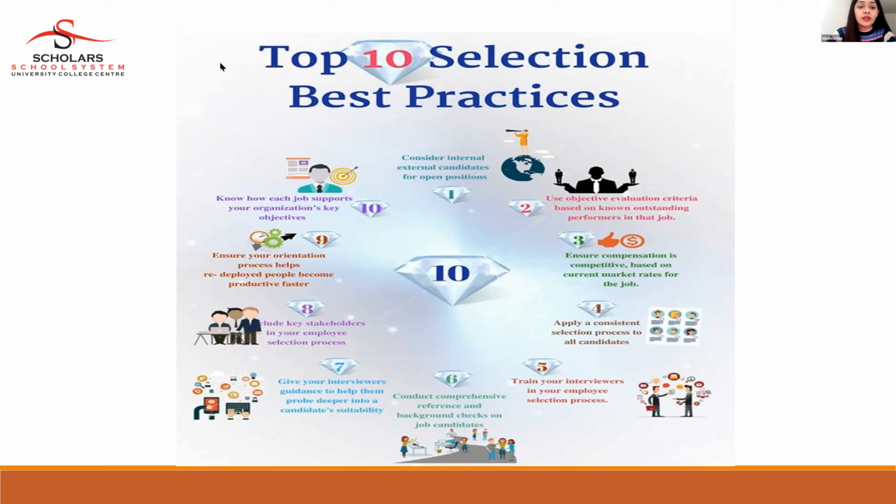You must include the key stakeholders, the employees, sometimes the suppliers or other members of the organization during the selection process. Ensure that you have a proper orientation and induction process that will help employees to start their job, and know how each job supports your organization's key objectives, as the main goal is to make sure that the organization is functioning properly for the ultimate goal, to establish a good organization.